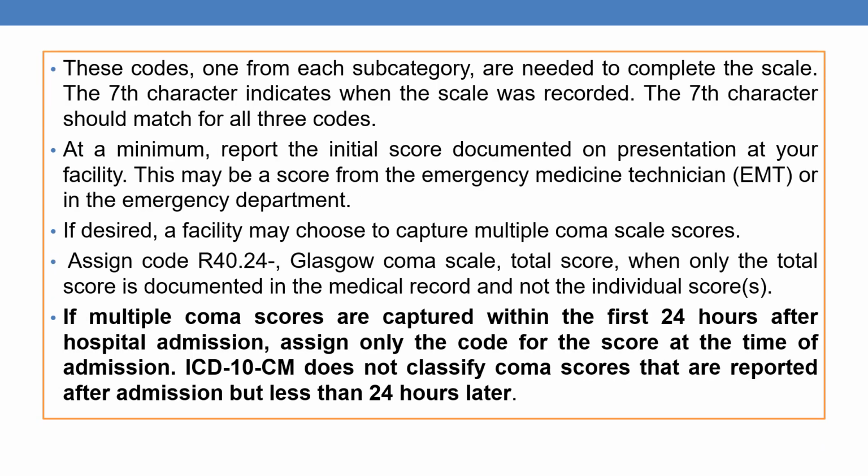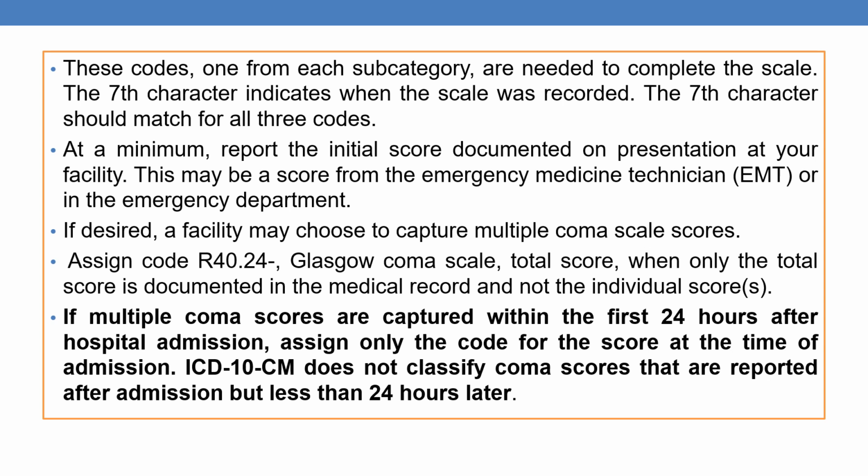These codes, one from each subcategory, are needed to complete the scale. There are certain subcategories and one code from each subcategory is needed to complete the scale. The seventh character indicates when the scale is recorded, and that seventh character should match all three codes. At a minimum, report the initial score documented on presentation at your facility. This may be the score from the emergency medical technician, EMT, or in the emergency department. Report the initial score documented on presentation at your setting or facility.